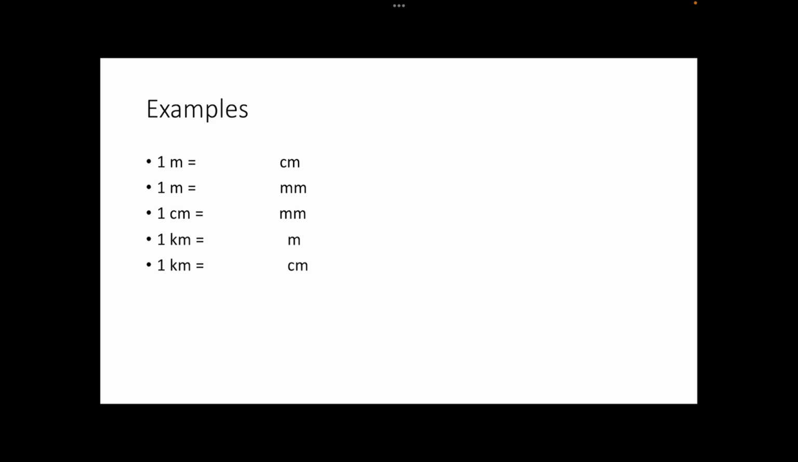So 1 meter is equal to 100 centimeters. 1 meter is then equal to 1,000 millimeters. 1 centimeter is equal to 10 millimeters. 1 kilometer is equal to 1,000 meters. And 1 kilometer is going to be equal to, now that we're going to have to add 2 more zeros, so it's going to be 100,000 centimeters, okay?